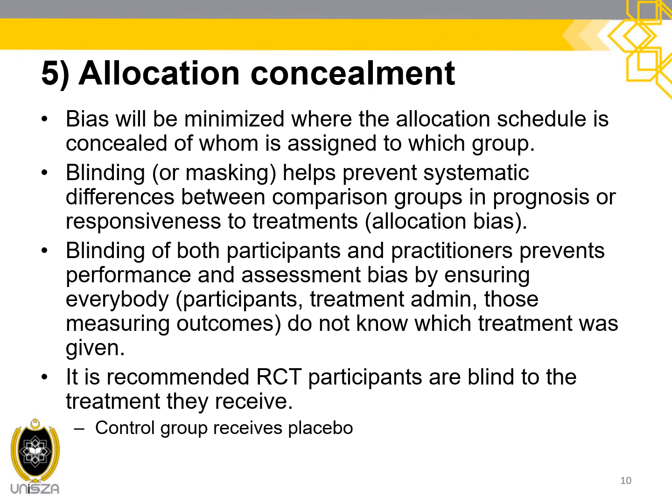When we do allocation concealment, bias will be minimized where the allocation schedule is concealed of who is assigned to which group, either intervention or control. Blinding or masking helps prevent systematic differences between comparison groups in prognosis or responsiveness to treatment. Blinding of both participants and practitioners prevents performance and assessment bias by ensuring everybody, including participants, treatment administrators, and those measuring outcomes, do not know which treatment was given. It is recommended RCT participants are blind to the treatment they receive because the control group receives a placebo, which is a similar treatment to the intervention.